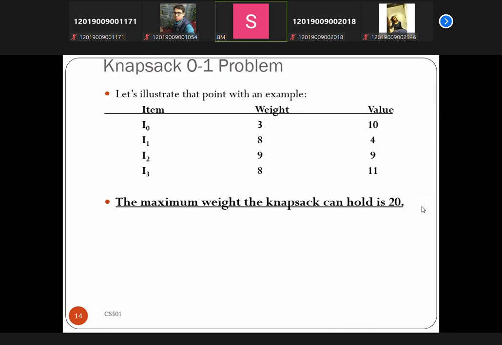The capacity is 20. Brute force approach means you may try to check how you can achieve 20. If you add 9 plus 8, that is 17, plus 3, that is 20. So you take I2, I3, and then I0, that is 20. But you cannot say which one is best. You can say it by going for the profit value that is written here.